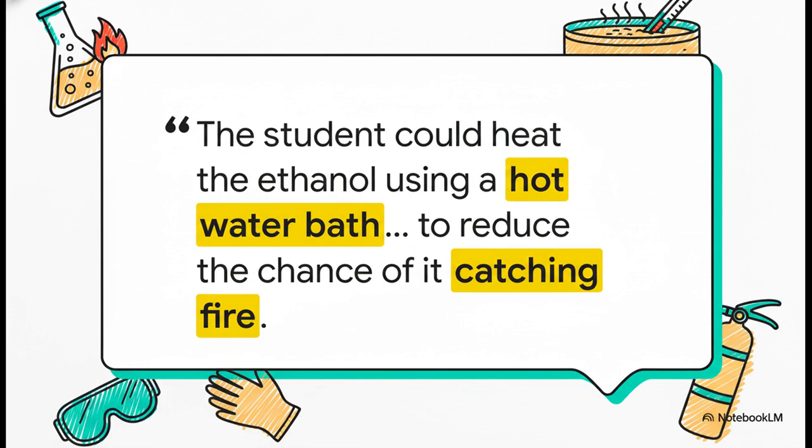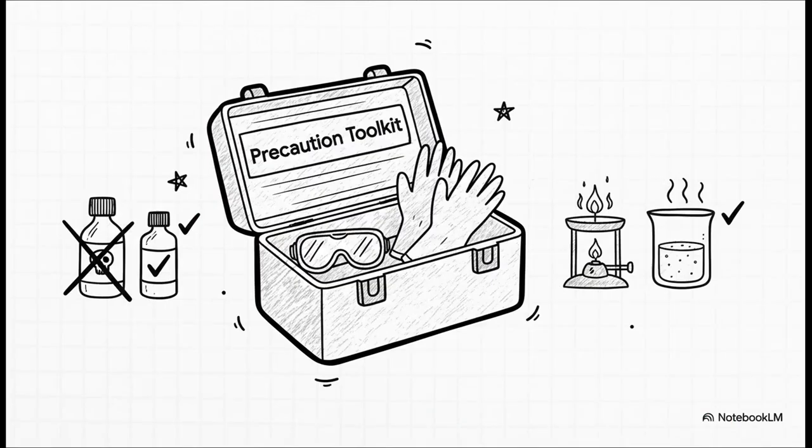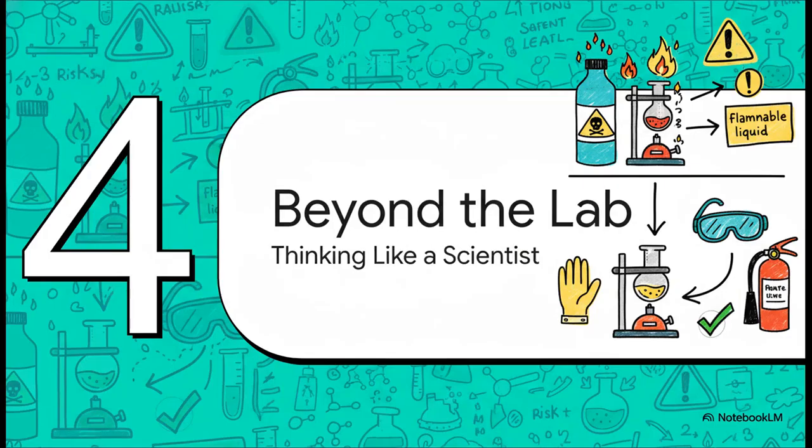That's smart science. And changing the method is just one tool in what you can think of as a whole precaution toolkit. A good scientist is always thinking about all the options. Could we use a different chemical that's less hazardous? Is our eye protection good enough? Should we be using gloves? Is there a better piece of equipment for this job? The specific action might change, but the goal is always the same. Bring that risk down.